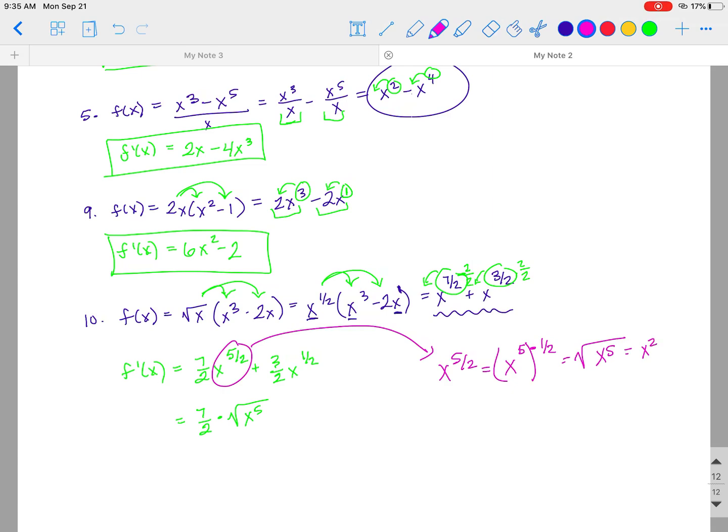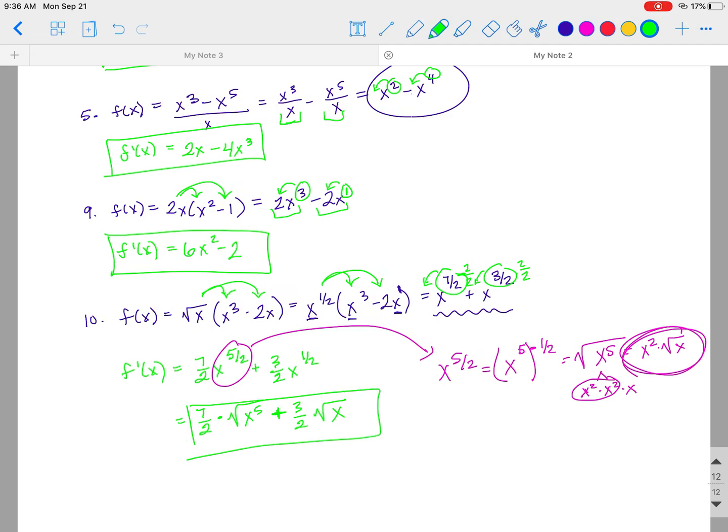The square root of x to the 5th could also be written as x squared times the square root of x, because again, the square root is asking for what was squared. What was squared is you have x squared times x squared times x. So what was squared was our x squared, and then what remains is our x. So you could leave it as the square root of x to the 5th, or you could change it to this expression. I don't really care. Again, if it's a multiple choice, you want to watch out for those sorts of simplifying techniques. And then my second term becomes 3/2 times the square root of x.